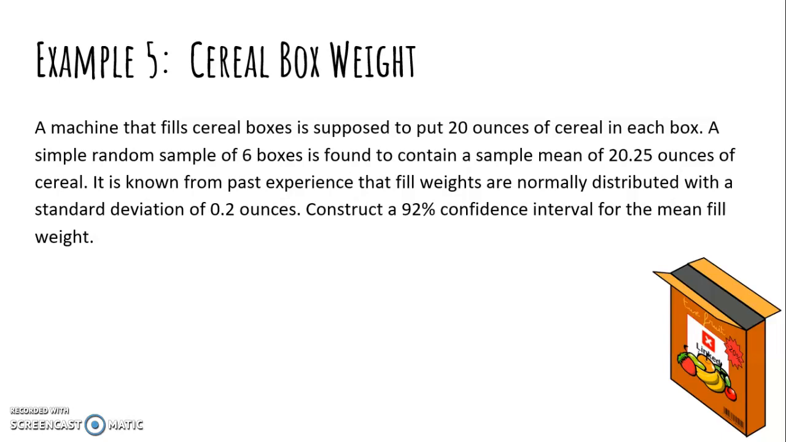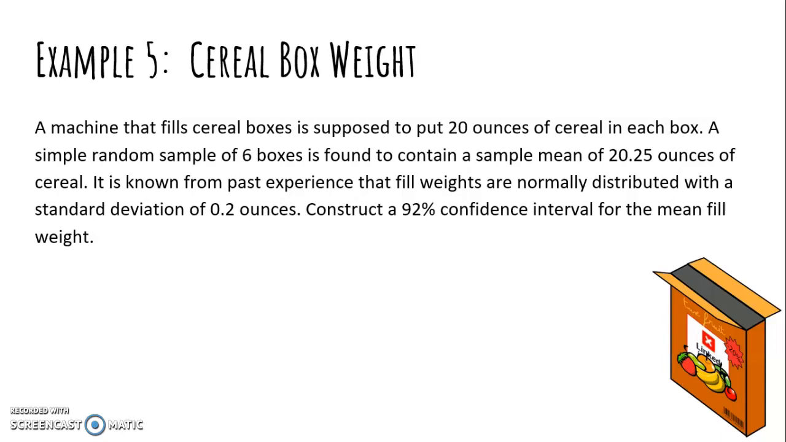A machine that fills cereal boxes is supposed to put 20 ounces of cereal in each box. A simple random sample of 6 boxes is found to contain a sample mean of 20.25 ounces of cereal. It is known from past experience that fill weights are normally distributed with a standard deviation of 0.2 ounces. Construct a 92% confidence interval for the mean fill weight.